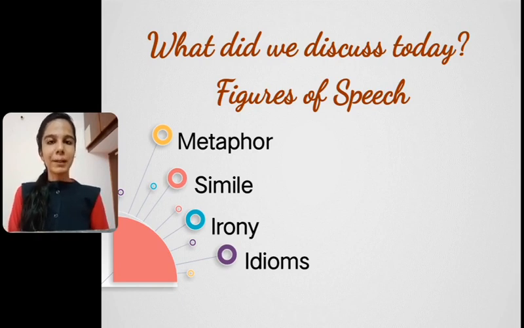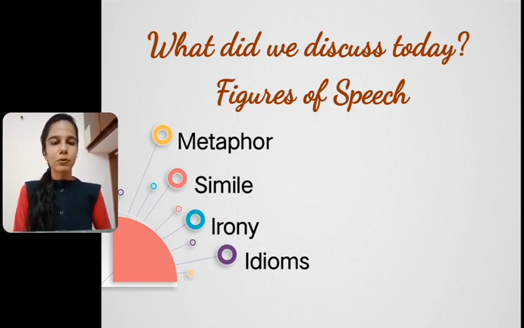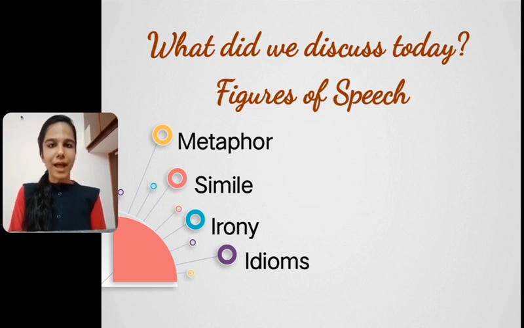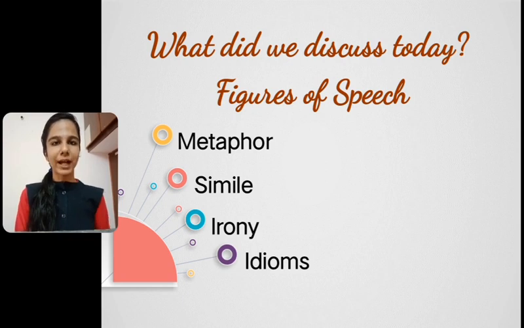Figures of speech. Mainly we discussed figures of speech, and we didn't complete the entire portion, but we discussed 4 topics here. The first one is metaphor. This is the figure of speech mainly used for making comparison. Simile also can be used for making comparison, but the difference is that in metaphor we make the comparison directly without any other words, and in simile we make the comparison with the help of 3 words: like, as and so. Whenever comparison has been made with the help of these 3 words, it will be the figure of speech simile.